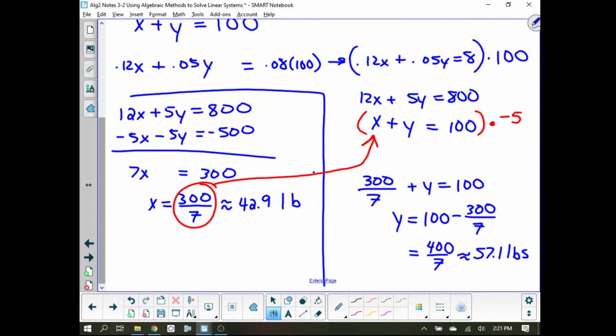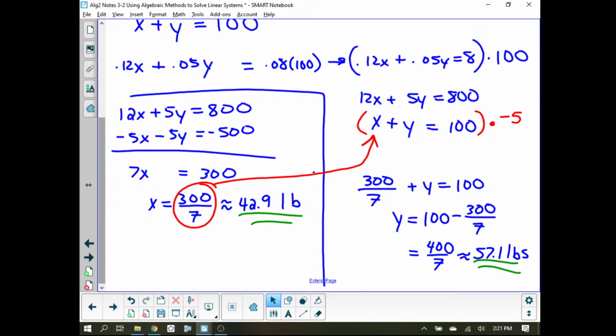Is the answer reasonable? Look at the two decimals. Is that a reasonable answer? Well, how much total feed do we have here? That adds up to 100, which is what we needed. They were supposed to add up to 100. Yeah? I'm just doing the math.